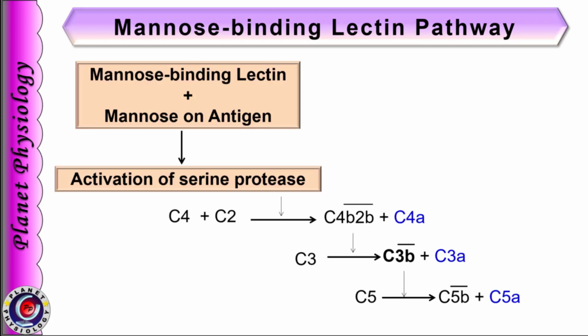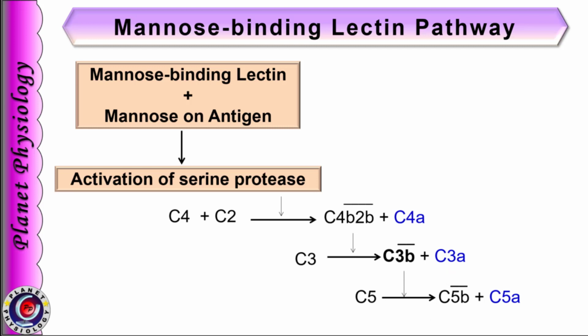The third pathway is called as Lectin pathway or Mannose-binding Lectin pathway. Plasma protein called Mannose-binding lectin binds to Mannose moiety on the surface of antigen. This activates serine protease similar to C1r and C1s proteins of classical pathway. So this binding of lectin with Mannose moiety splits complement protein 4 and then complement protein 2 to form C4b2b complex, which acts as classical C3 convertase. Once C3 convertase is formed, rest of the steps are same as that of classical pathway.